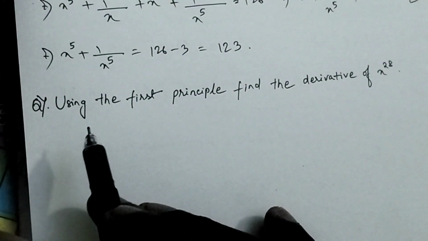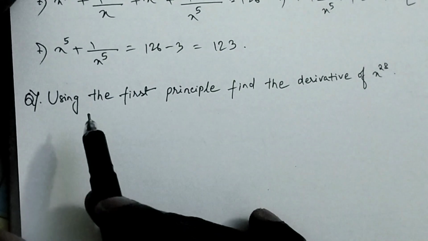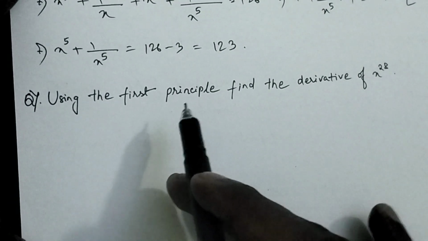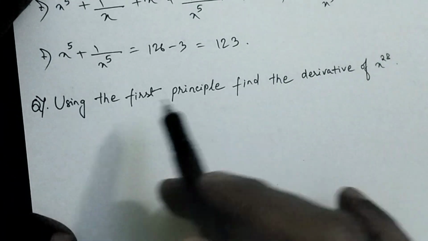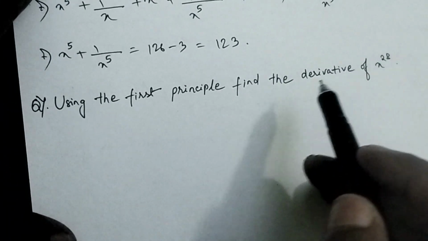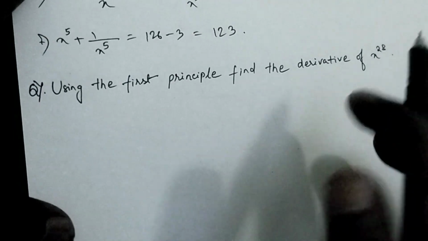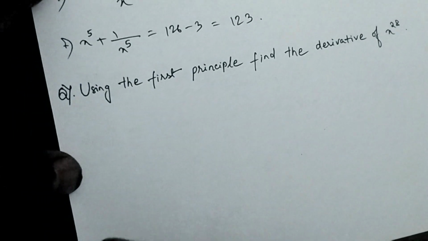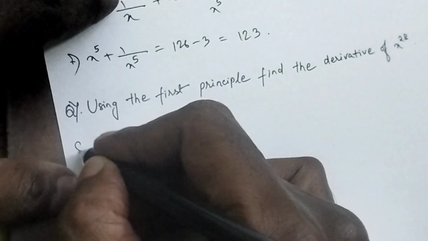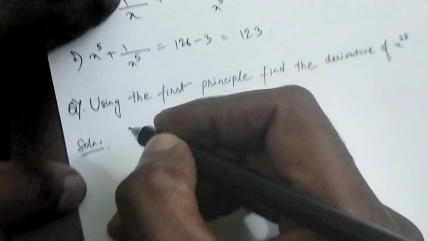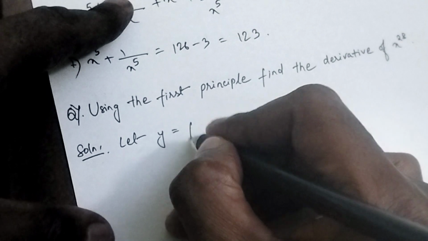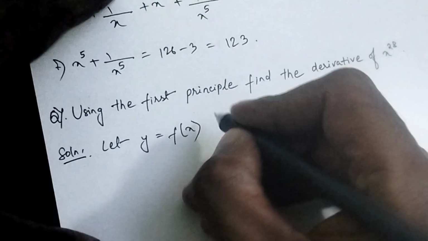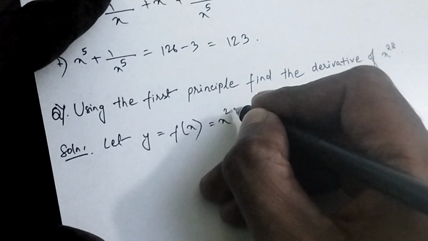In this video, I have brought this sum for you all. Using the first principle, find the derivative of x to the power 28. Using the first principle, find the derivative of x to the power 28. So I am starting the sum, watch it carefully. Let y is equal to f of x is equal to x to the power 28.